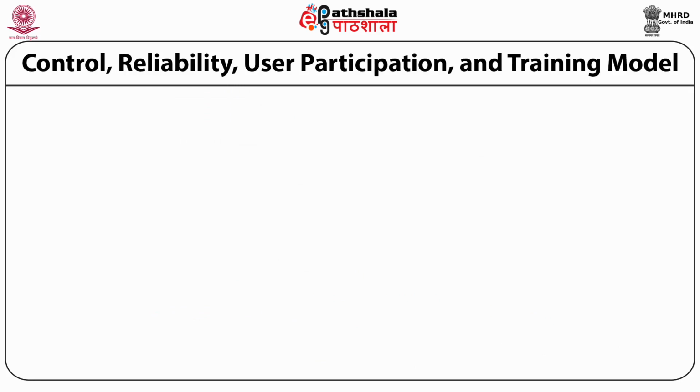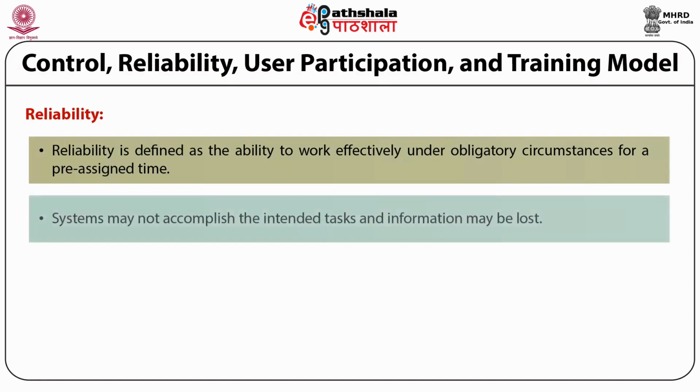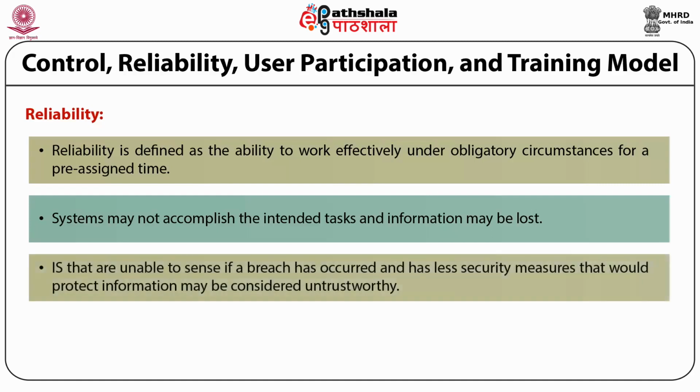Now let's try to understand what we mean by reliability. It is the ability to work effectively under obligatory circumstances for a pre-assigned time. Systems may not accomplish intended tasks and information may be lost. Organizational management may determine if the information systems are dependable based on how quickly they detect problems regarding their functions. Information systems that are unable to sense if a breach has occurred and have fewer security measures to protect information are considered untrustworthy.